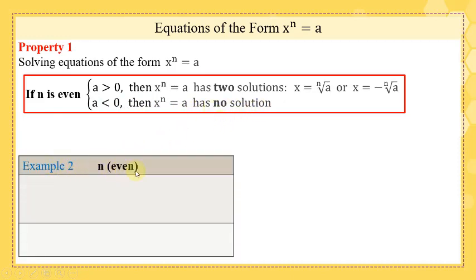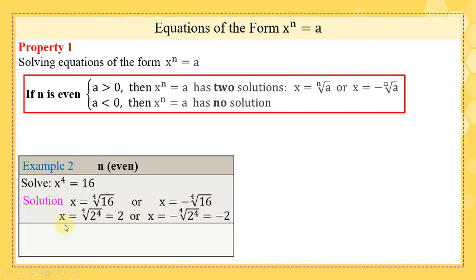Example: n is even. Solve x to the power 4 is equal to 16. Solution: x equals 4th root of 16 or x equals minus 4th root of 16. So x is equal to 4th root of 2 to the power 4, which is equal to 2, or x equals minus 4th root of 2 to the power 4, which is equal to minus 2. Another example: solve x to the power 2 is equal to minus 8. Minus 8 is negative. Solution: this equation has no solution.